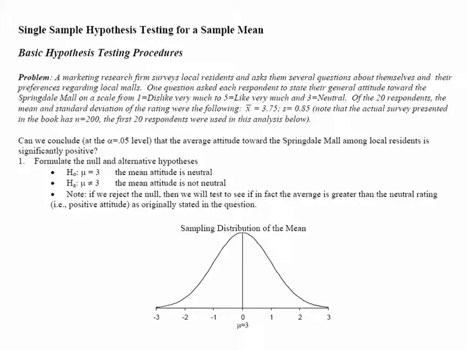So the null hypothesis in this case is that the average responder is neutral, or the population mean equals 3. And the alternative, or H1 hypothesis, is that the population mean does not equal 3, or the attitude is not neutral. This may be either significantly positive or significantly negative. So if we reject the null, then we're really testing to see if it's greater or less than, which is different than the original question. We'll come back to that.